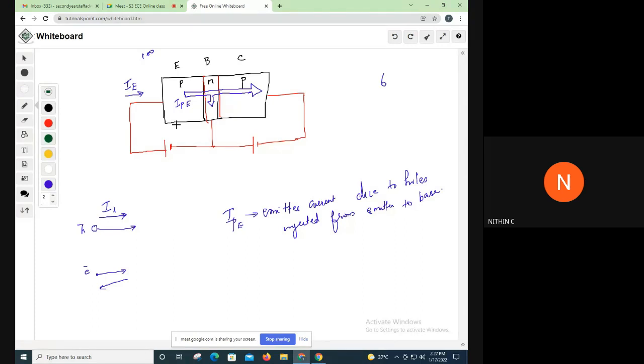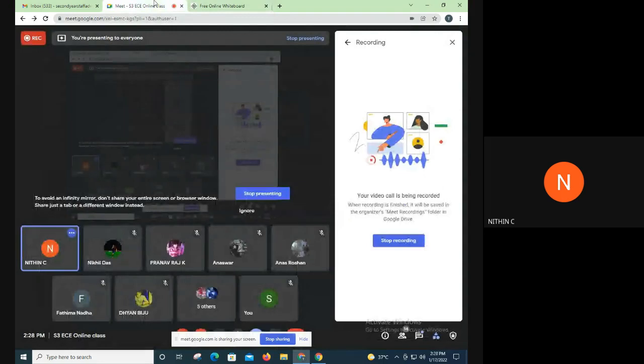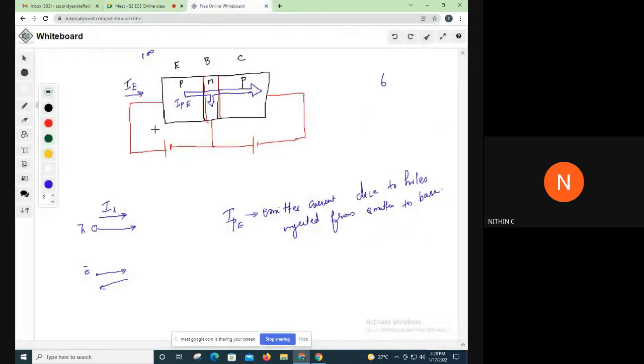Sorry? No response? Here, the positive terminal will repel the holes, and holes will be moving in the right direction, and the current will be in that same direction. I have some minority carriers. The P side minority carriers are electrons. Here the majority carriers are holes and the minority carriers are electrons.